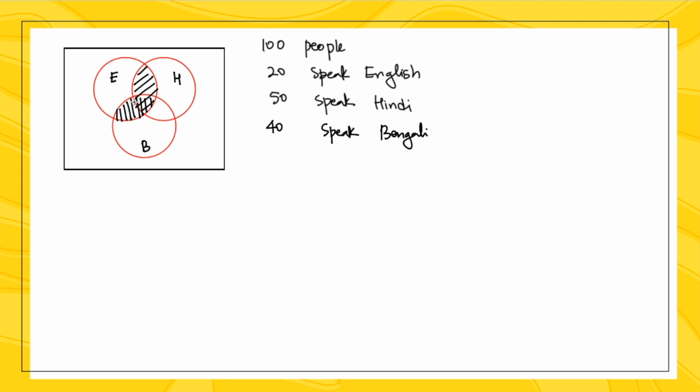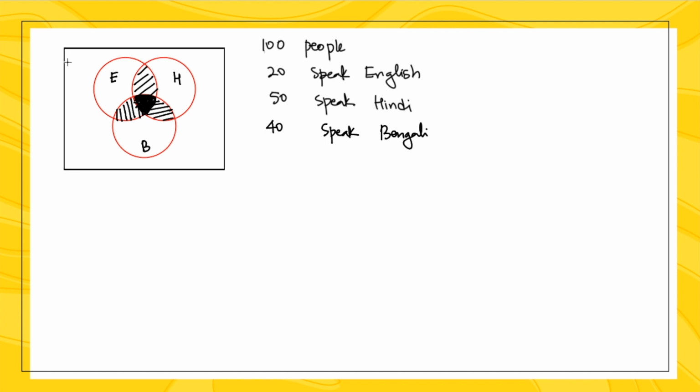Similarly, this region is going to represent those who speak Bengali and Hindi both. Now what about this central region, which is common to all of them? This region represents those who speak all three languages: who speak English, Hindi, and Bengali also.